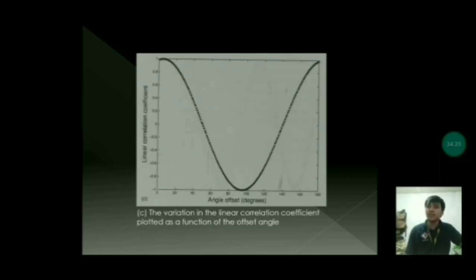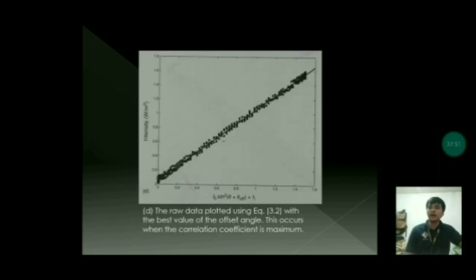Figure 3.6c shows the variation in the linear correlation coefficient plotted as a function of the offset angle. It shows how the correlation coefficient varies as the offset angle is systematically changed in the equation. The best fit should occur when the linear correlation coefficient R is maximum, approximately equal to unity. And the last one, figure 3.6d, is the raw data plotted using equation 3.2 with the best value of the offset angle. This occurs when the correlation coefficient is maximum.